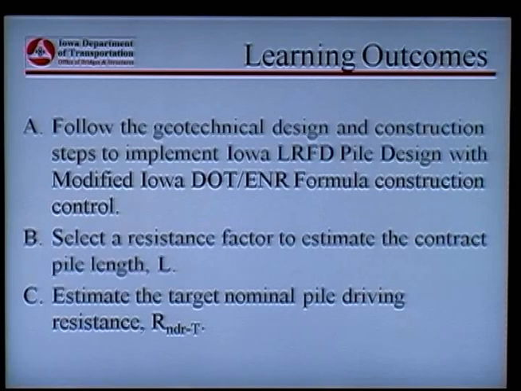So hopefully by this example, you should be able to follow the design steps to come up with the contract length, to come up with the target driving resistance, and be able to select the right resistance factors for design as well as for construction from the table.